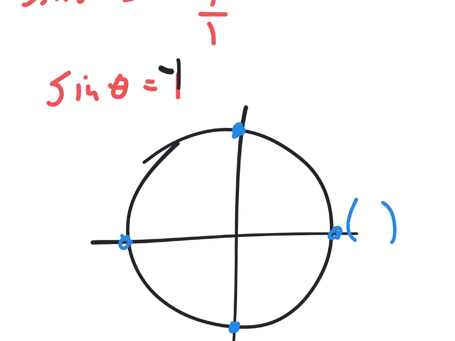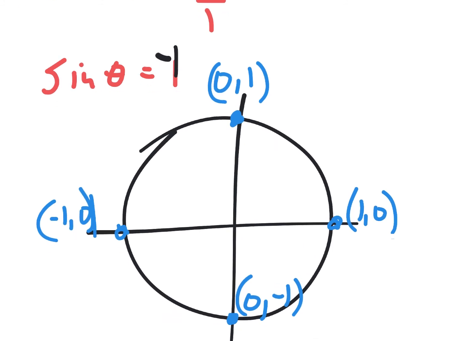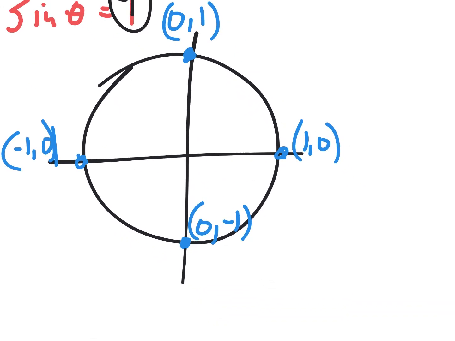So this is 1 comma 0. This is 0 comma 1. This is negative 1 comma 0. And the last one here is 0 comma negative 1. Okay. So where is y? Sine is y, right? Where is y negative 1? That's the only spot where y is negative 1.